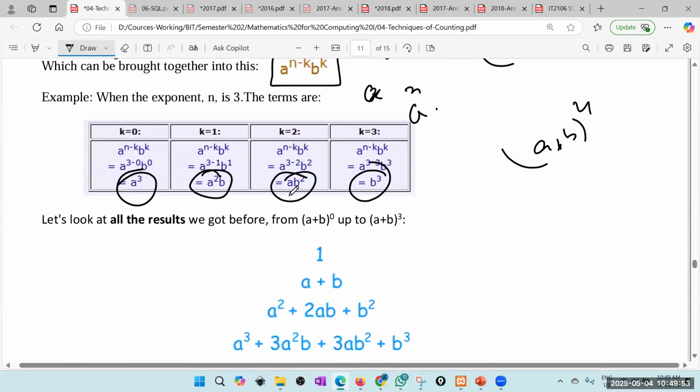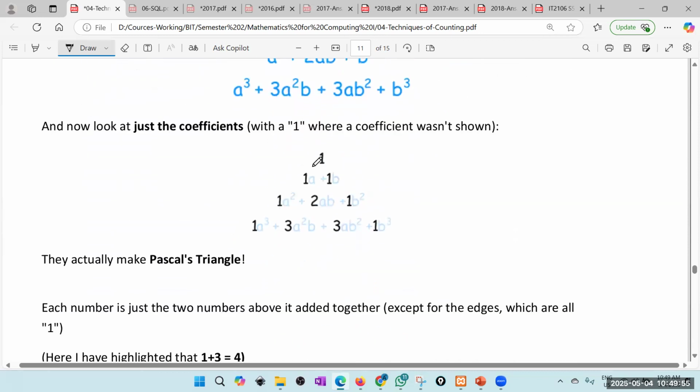Pascal found a pattern. So we call it Pascal triangle. So this is called the Pascal triangle.